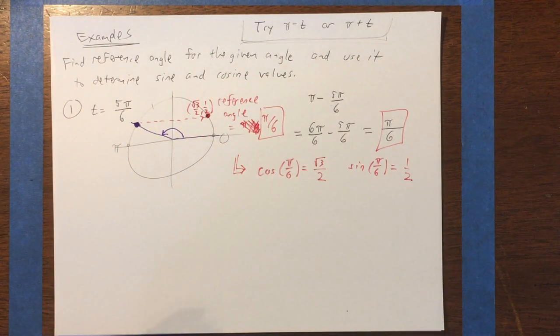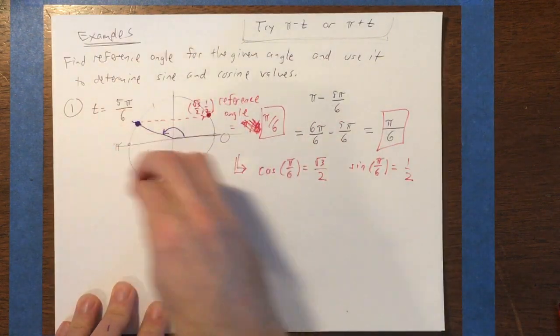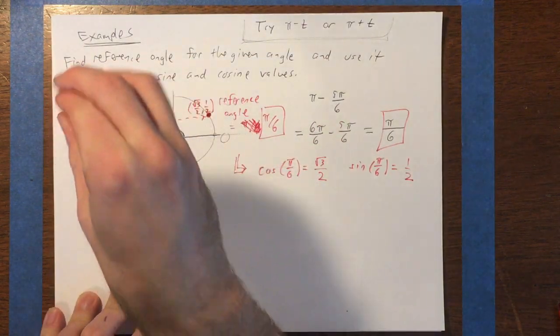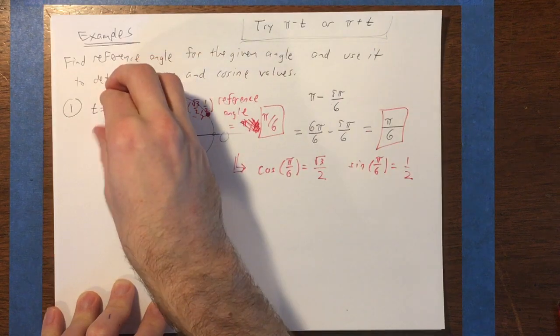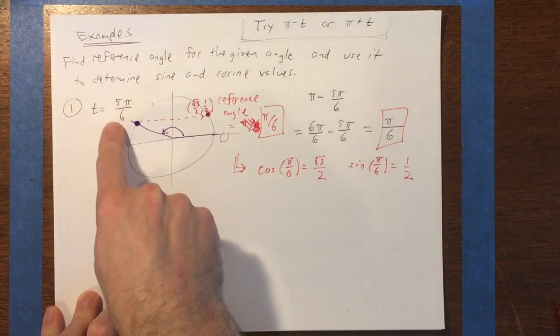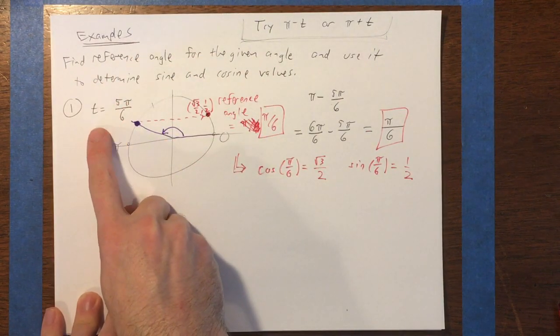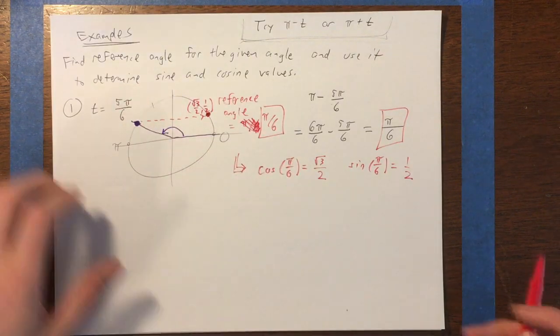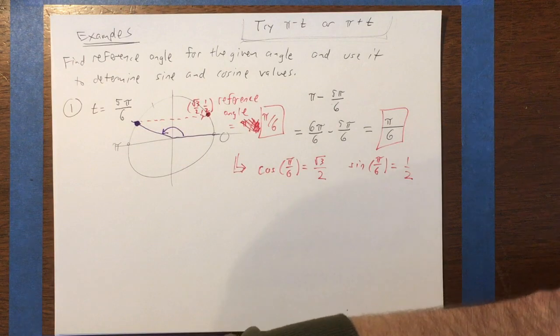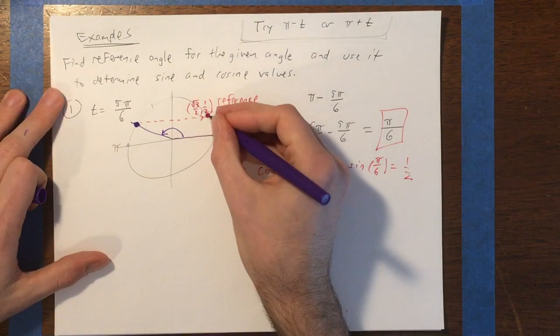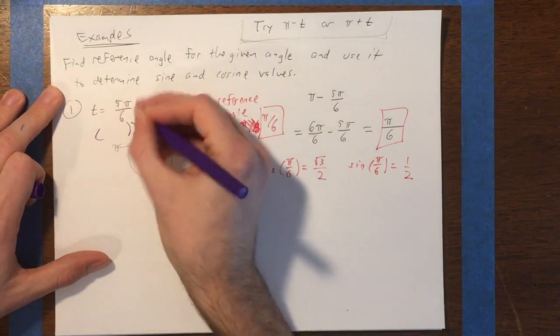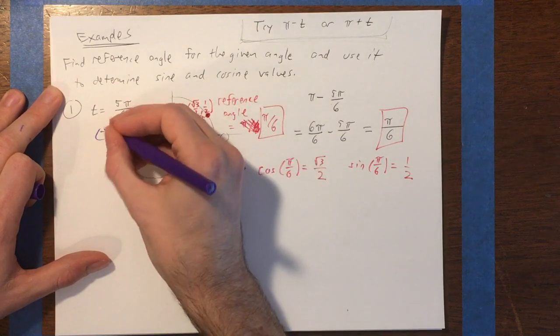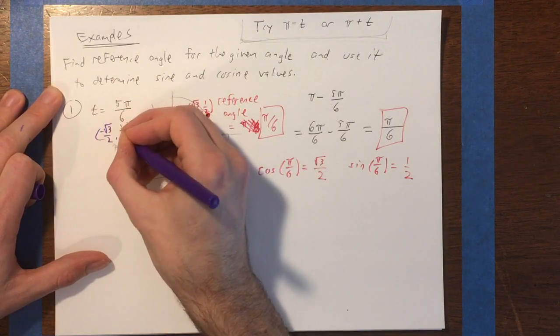Now, what we know from "All Students Take Calculus" is that in the second quadrant, sine is the only trig function that's positive. So we've got to make the cosine value negative. So over here, when we reflect back to our 5 pi over 6, it's going to be negative square root of 3 over 2, comma 1/2.